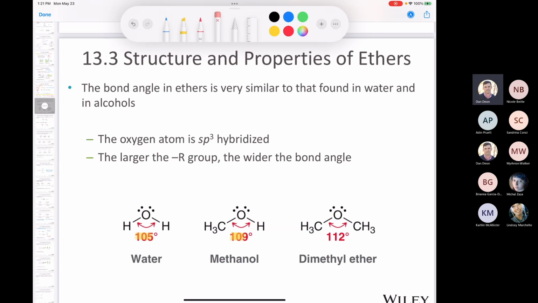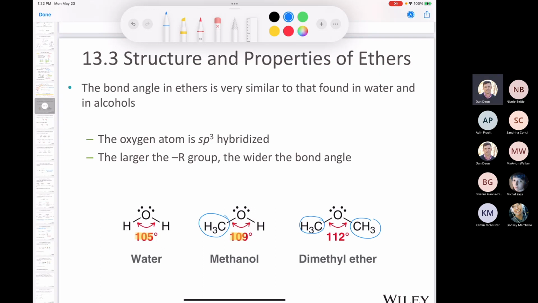However, you have the same effect in methanol, but now you've got this methyl group, which is bulky, and it kind of pushes the methyl oxygen bond and the hydrogen oxygen bond a little bit further apart and widens that gap. But then once you get up to something like dimethyl ether, now you've got two bulky methyl groups and they open up that bond even more.